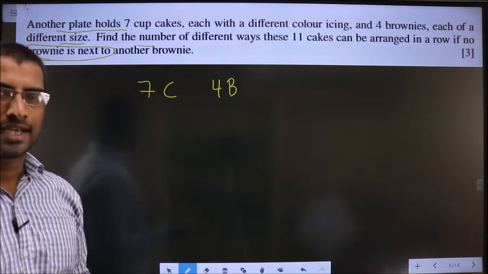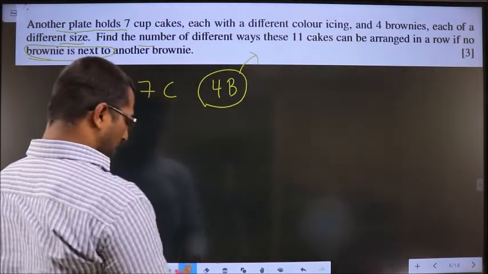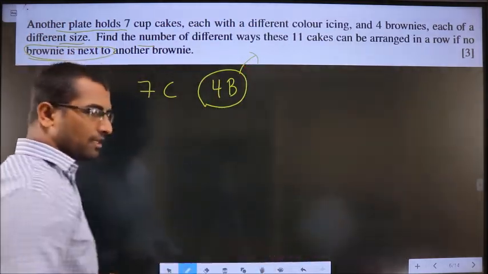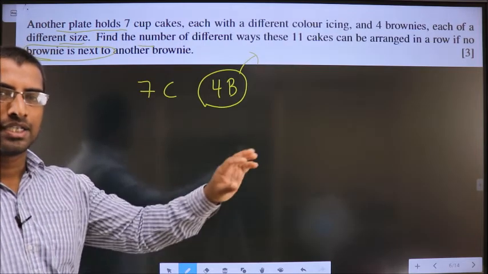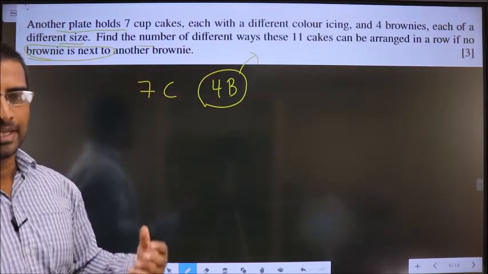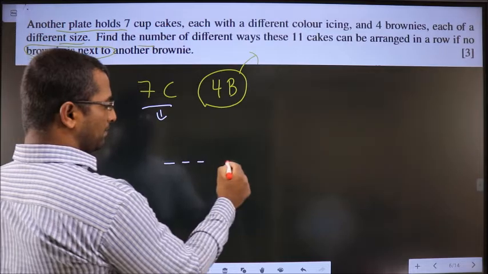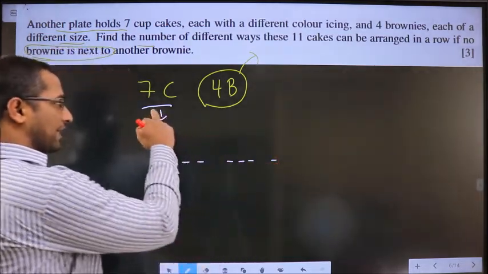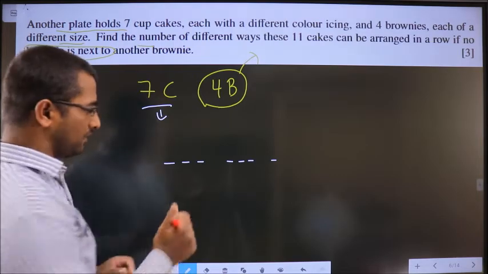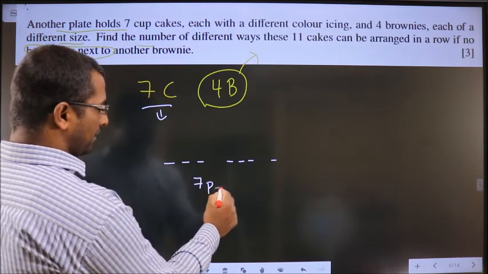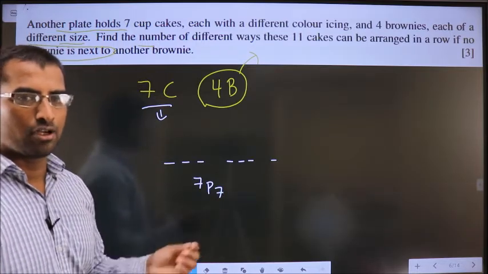The condition it should satisfy is that beside a brownie there should not be another brownie. Clear? And how we do that means we keep the brownies aside and arrange the remaining. Remaining is 7 cupcakes. So 7 blanks. 7 cupcakes in 7 blanks can be arranged in 7P7 ways. Since none of them are identical, no division will come.